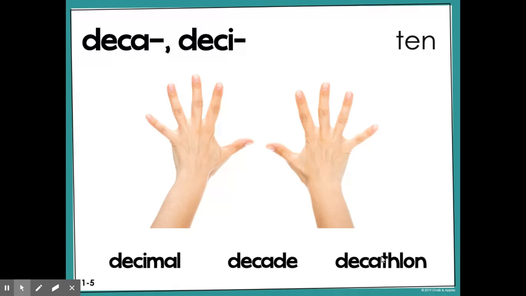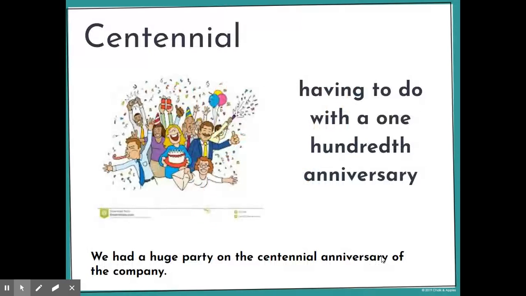Next, we're going to talk about deca and deci. That means 10. So we're focusing on 100 and 10. So deca and deci means 10. Decimal, there's 10, up to 10. Decade is 10 years. Decathlon would be a sporting event with 10 sporting events.